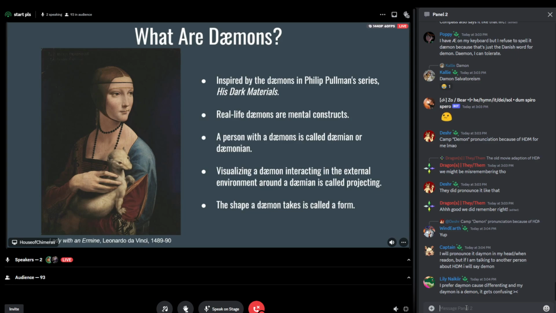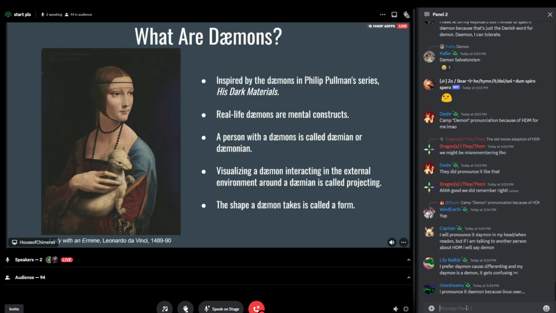The general ideas created by Pullman for his series have since been used to inspire the concept called Dæmonism. Dæmonism refers to the practice of having and communicating with one's daemon. It is a concept formulated within the online community called the Dæmon community. What daemons are can generally be described as a mental construct that is directly connected to someone and acts in a manner similar to the daemons in the series His Dark Materials.